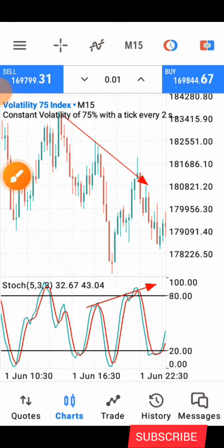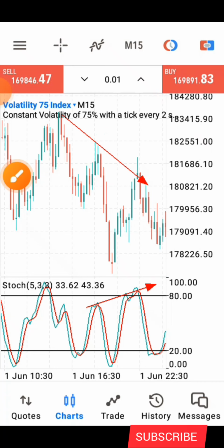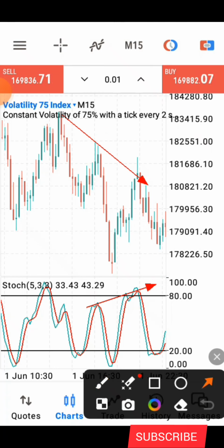So that is to say that divergence has occurred and they are both in disagreement. You can see both are facing different directions. This one is facing down, and this one is going up. They are in disagreement, so that tells you that divergence has occurred. What you do now is to look for a sell opportunity, and as you can see, it occurred at the 80 level here.